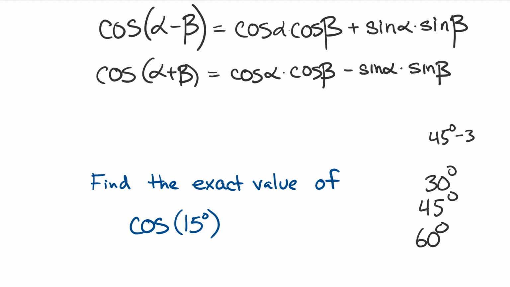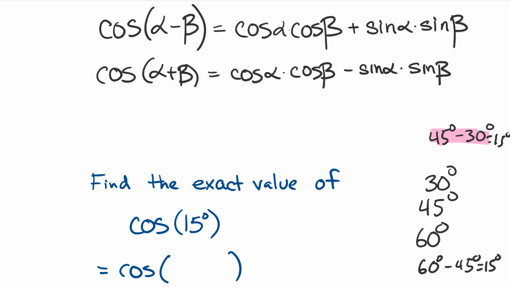Come on, dude. 45 minus 30 is equal to 15. What about 60 minus 45? They both equal 15, don't they? So let's rewrite cosine of 15 degrees. Let's write down that it equals cosine of, and which one do you want to use? I'll use 45 minus 30. There's alpha. There's beta. Right? Beta, beta, alpha, alpha.